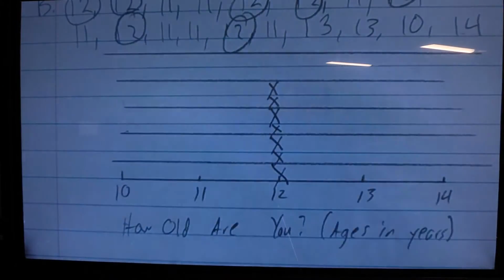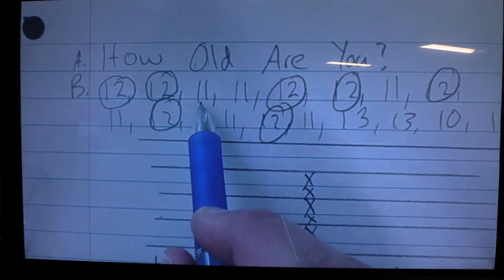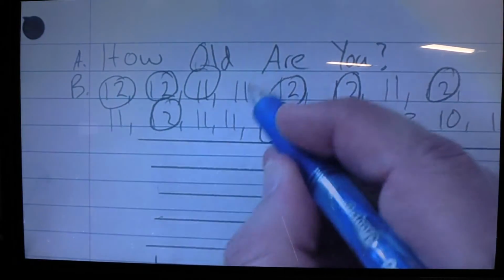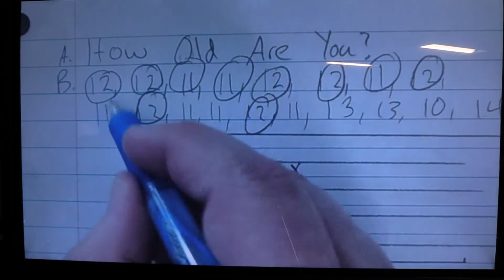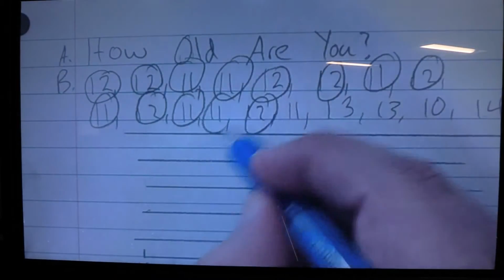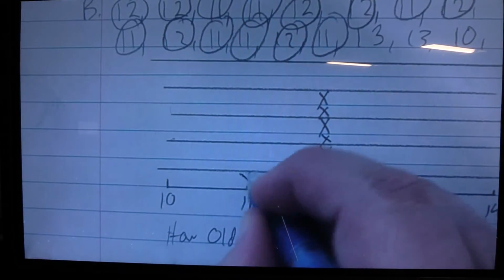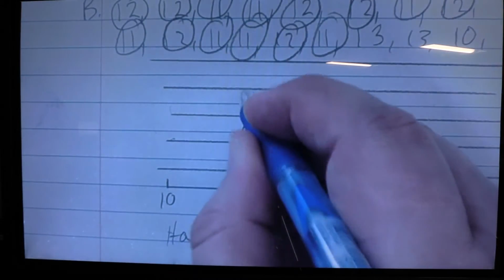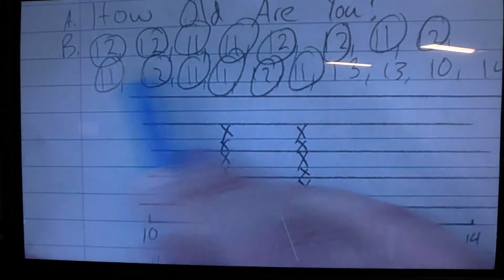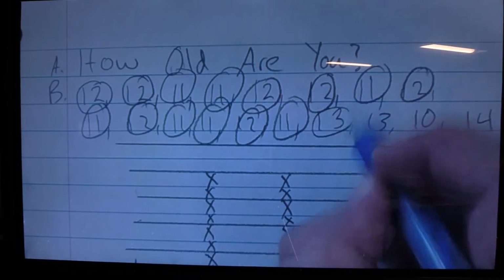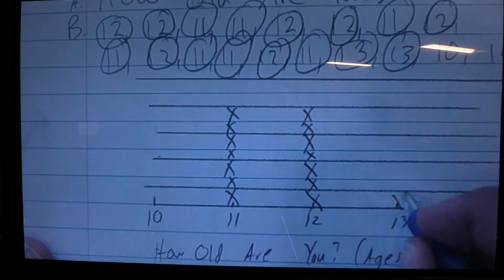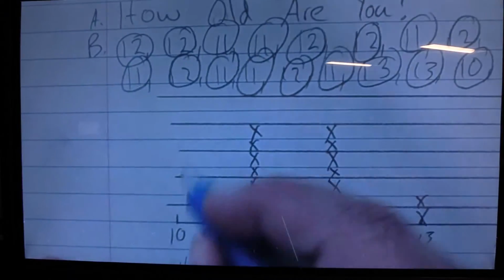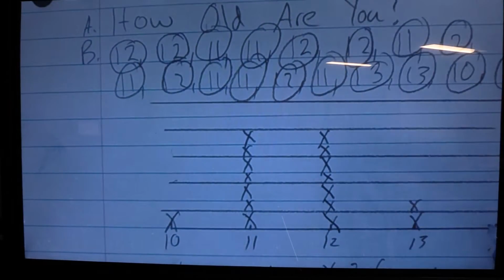Now I'm going to see how many 11s I have. 1, 2, 3, 4, 5, 6, 7. So I can go ahead and put 7 here. Now I have 13. I have 2 13s. I have 1 10. I have 1 14.